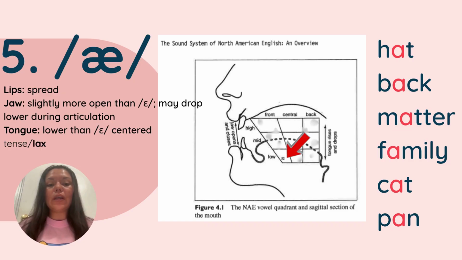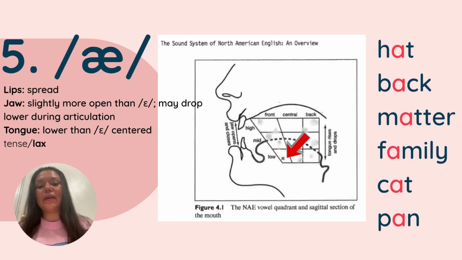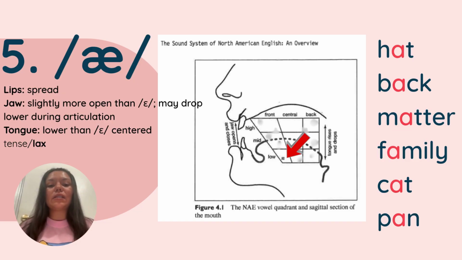So here in this quadrant, it looks a little bit low, but if you look at it closely, it's actually a little bit higher than some here along the edges. So this is, again, one of 5 lax phoneme vowel sounds. And we hear that A sound in hat, back, matter, family, cat, and pan.